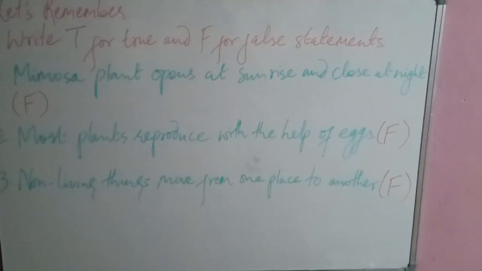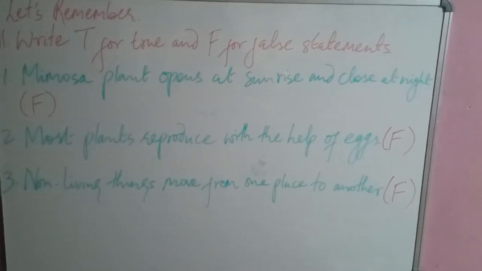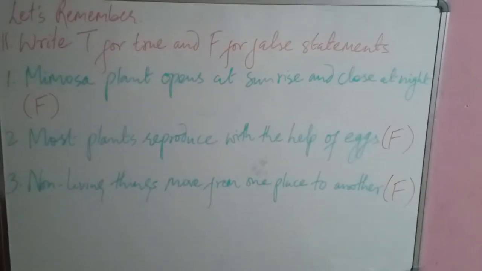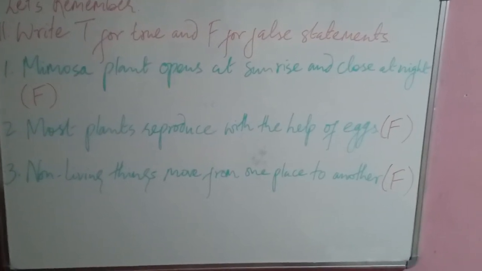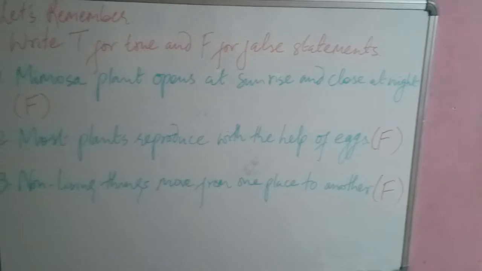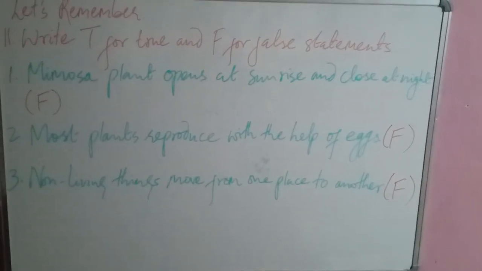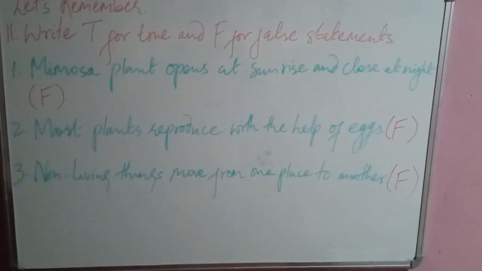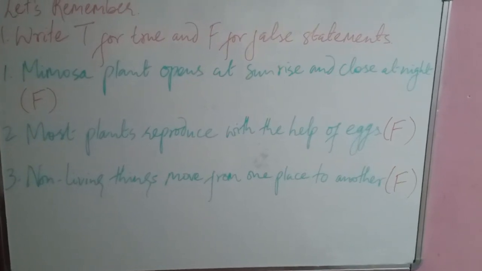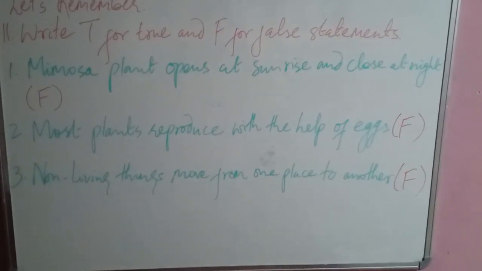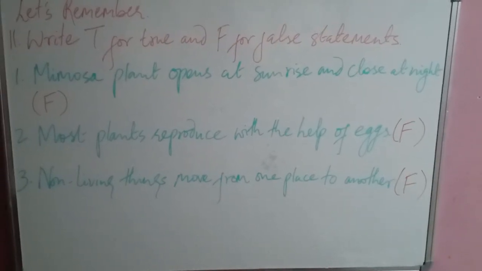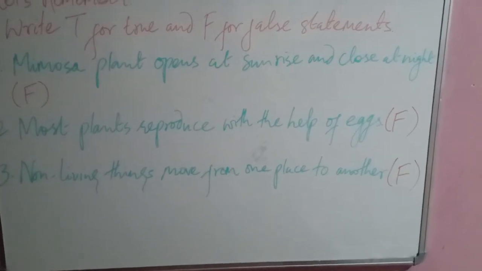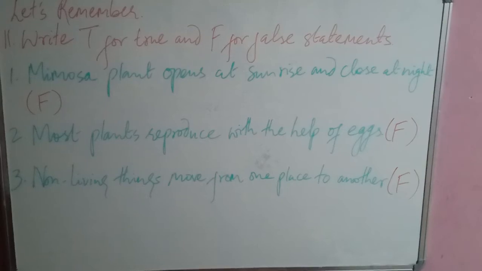Write T for true and F for false statements. The first question: mimosa plant opens at sunrise and closes at night, which is a false statement, because mimosa is not the plant that opens at sunrise and closes at night. It is a lotus. Then question 2: most plants reproduce with the help of eggs, which is also a false statement. Then non-living things move from one place to another, which is a false statement as well. Moving on.